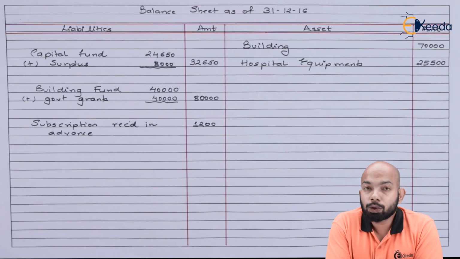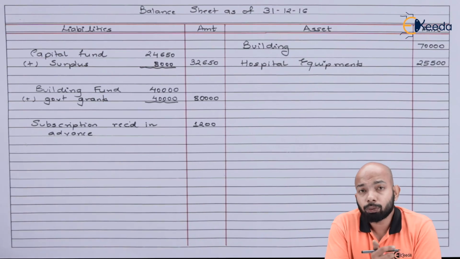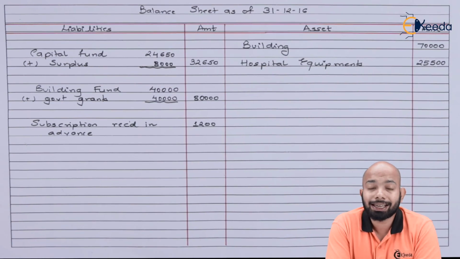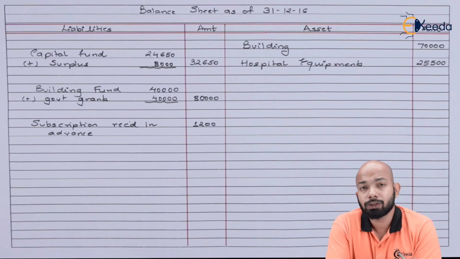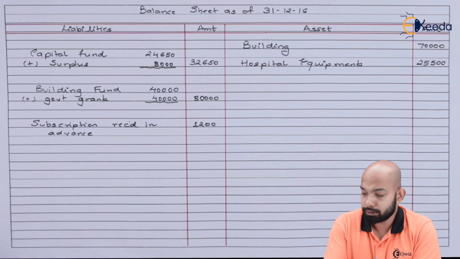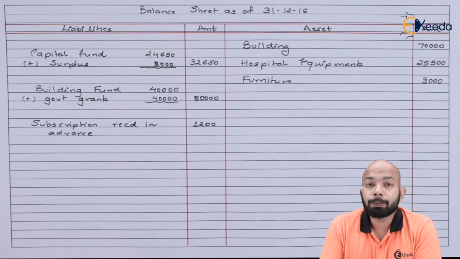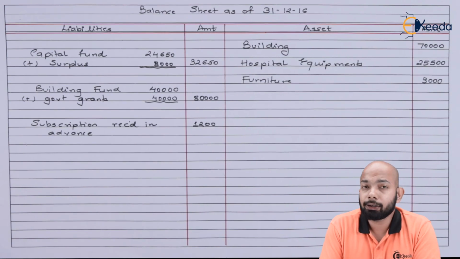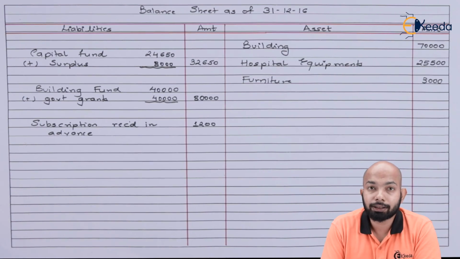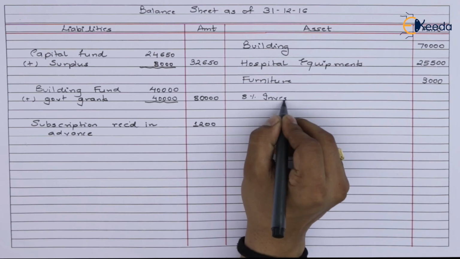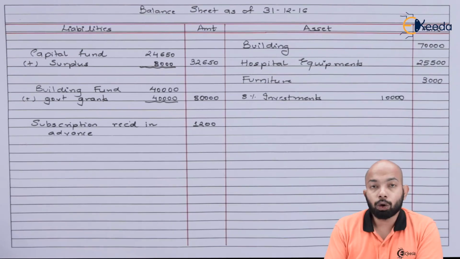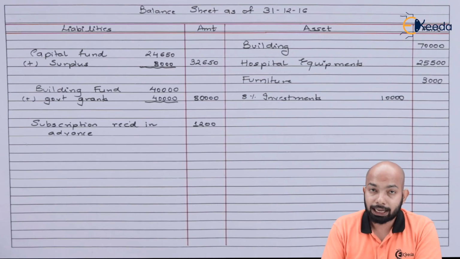Next, the asset that was purchased was furniture. That furniture purchase was mentioned in the payments column for 3,000. That will be mentioned here. It's an asset for us. The next will be the 8% investment that we have done at the rate of 10,000, plus 400 of interest that is supposed to be taken here. Along with that, we have accrued interest as well.